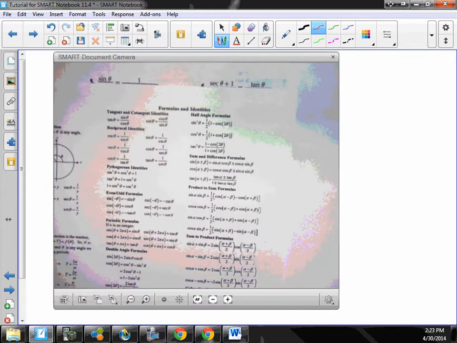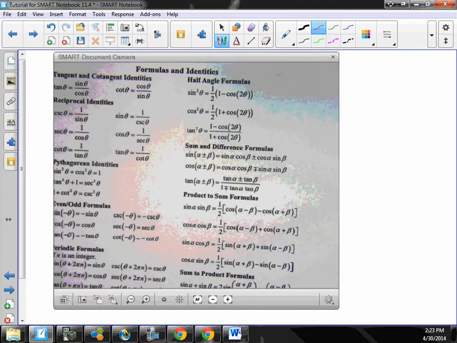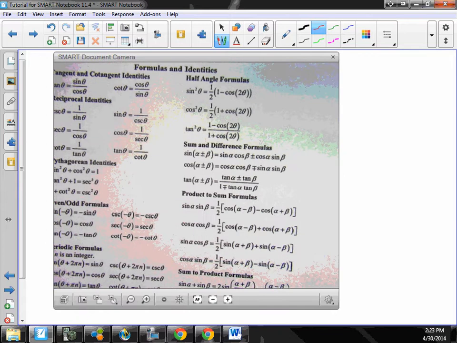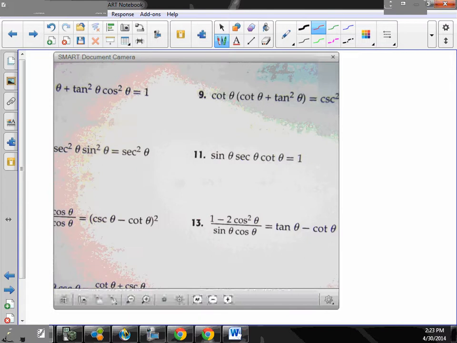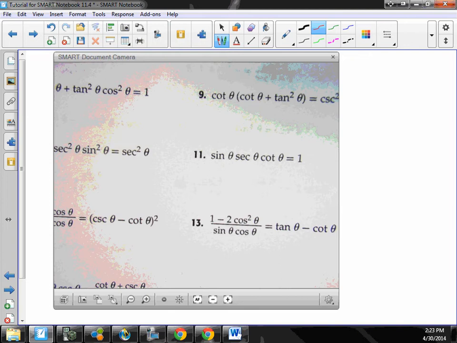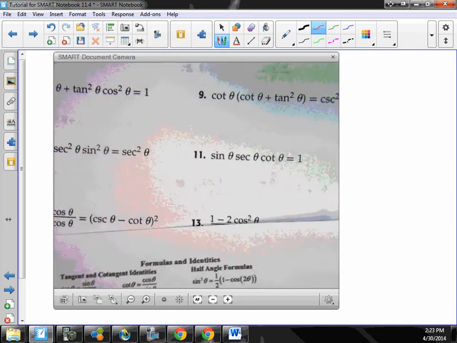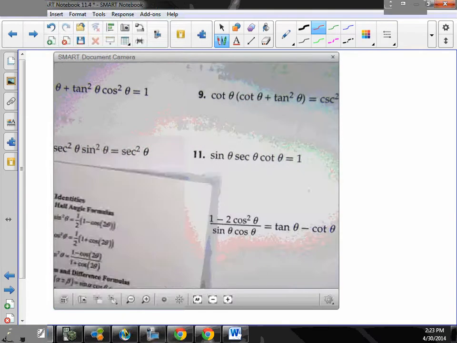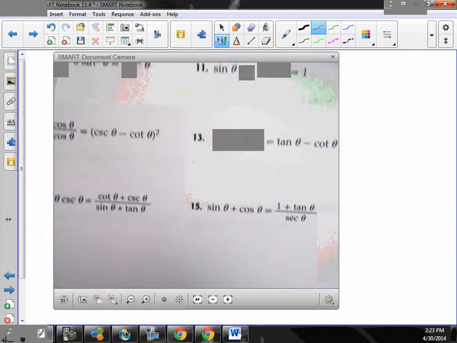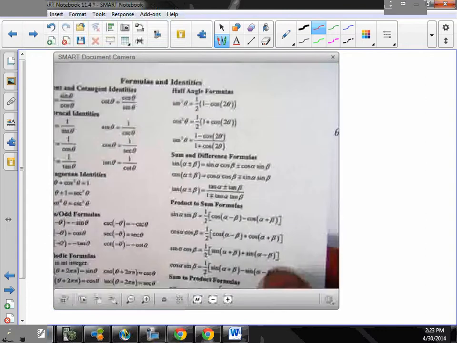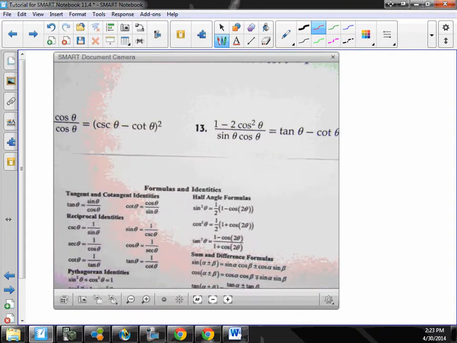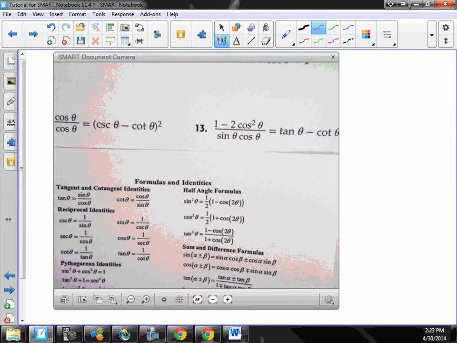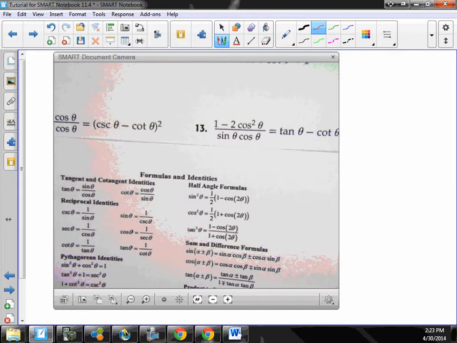up here on half-angle formulas, don't get 1 minus cosine of 2 theta mixed up with 1 minus 2 cosine squared of theta. Do you see the difference? So number 13, don't get it confused. There's no good way to do that. Don't get it confused with the half-angle formula. There's a difference between 2 theta and squared theta. So don't make that mistake.